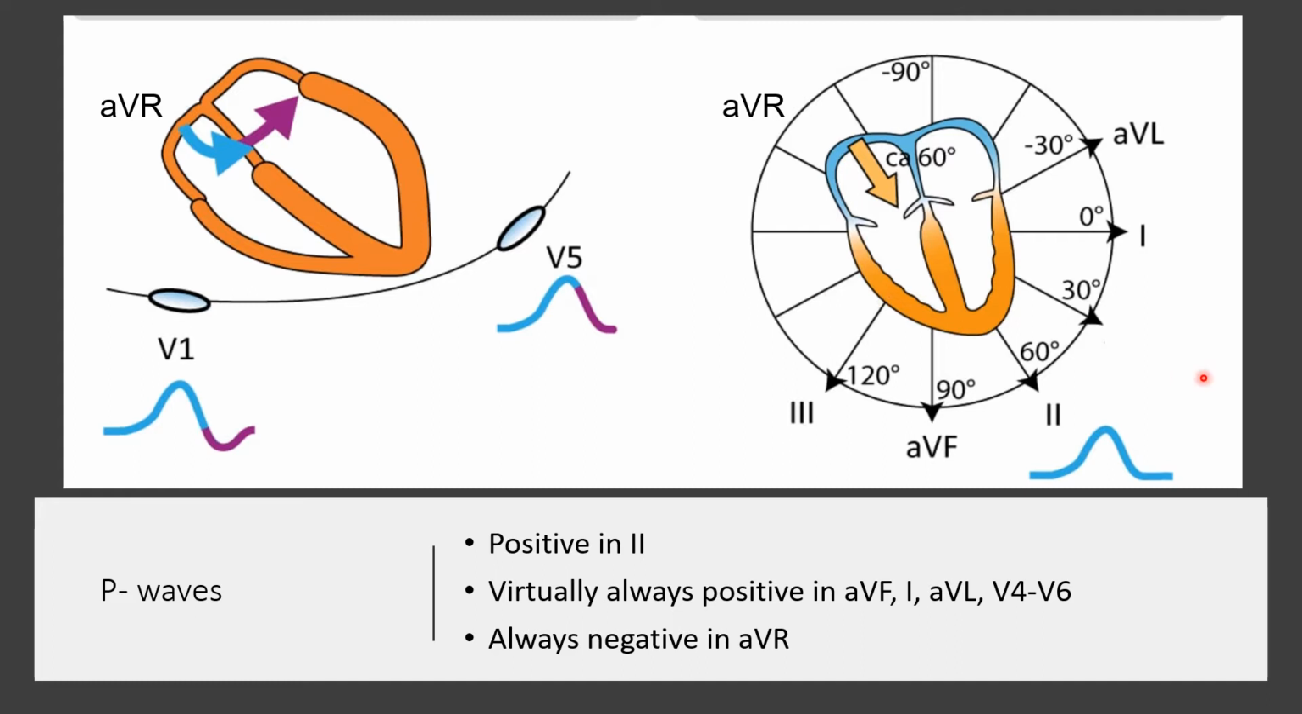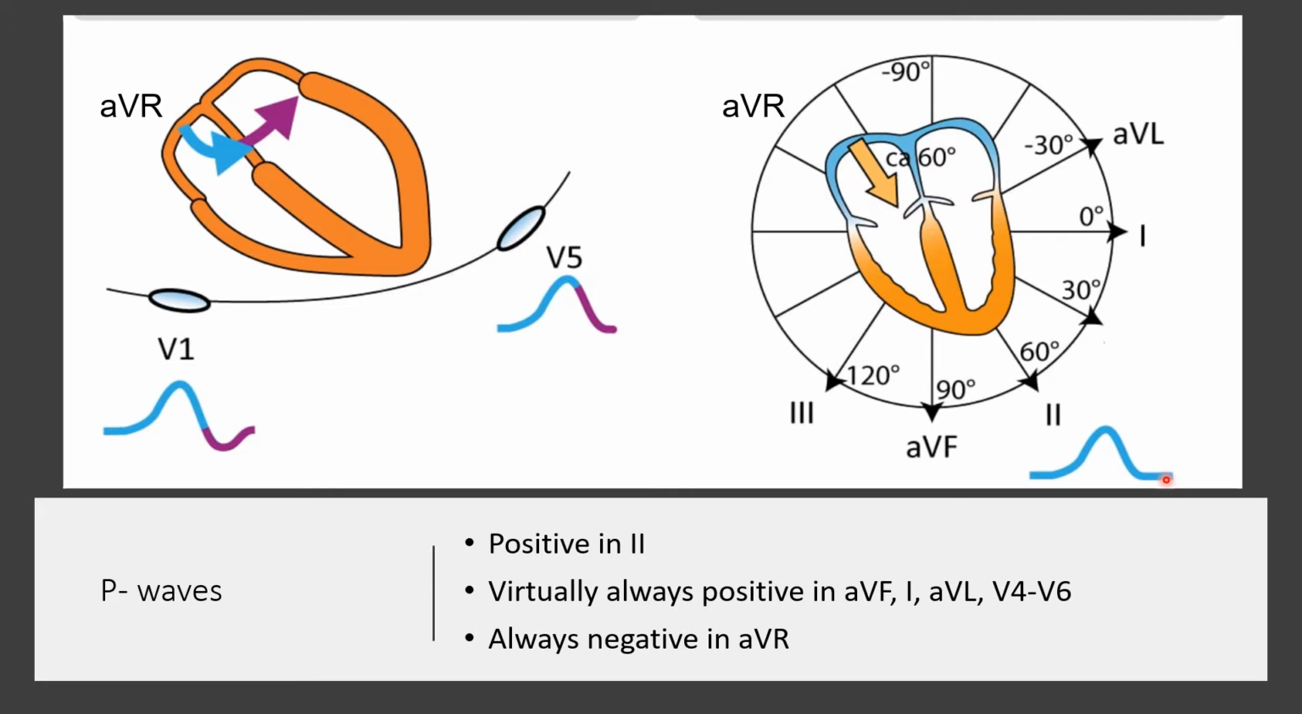Now if you come to lead 2, lead 2 sees the P wave coming towards it, so it's all positive. But if the left atrial depolarization takes longer, in cases like, say for example, left atrial hypertrophy, you can see a second positive bump to the P wave in lead 2.